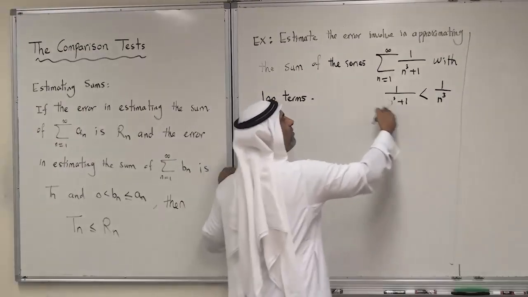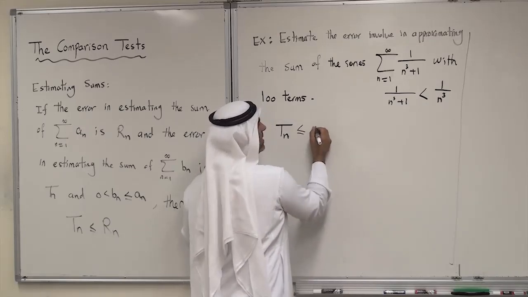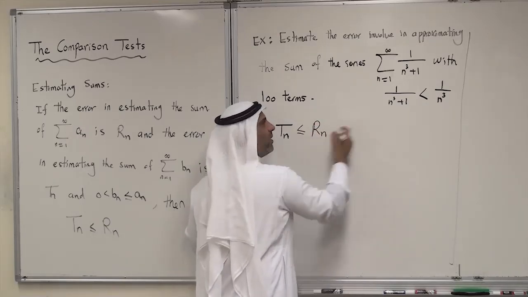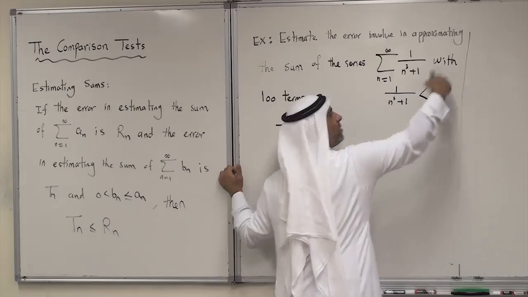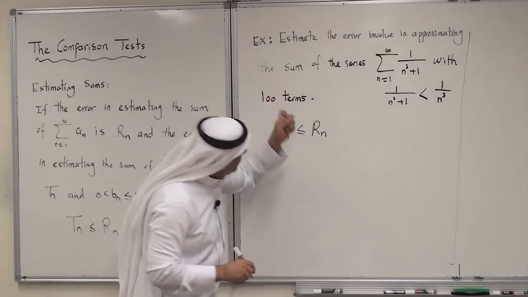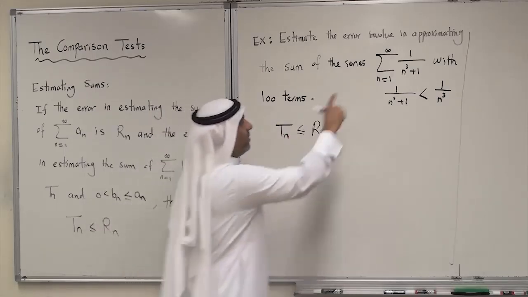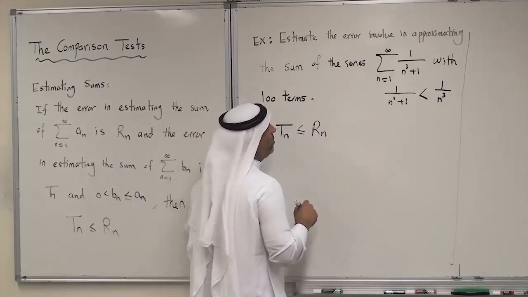Okay, if the error involved in this summation, we call it Tn, then this is less than or equal to the summation, if we take what? If we take only the 100 terms of the second series here, and we know that the error involved here is less than the error involved here. But what is the error involved in Rn? If we take only that summation, which is 1 over n cubed.